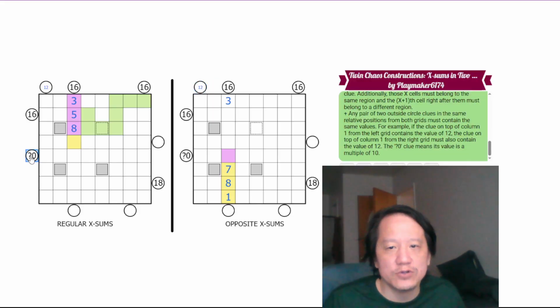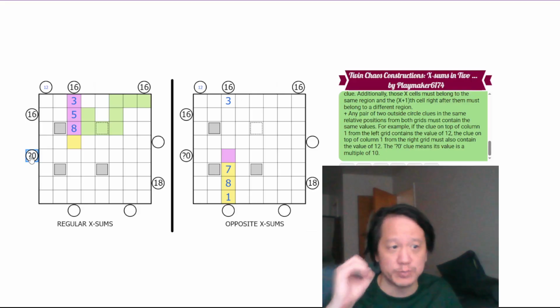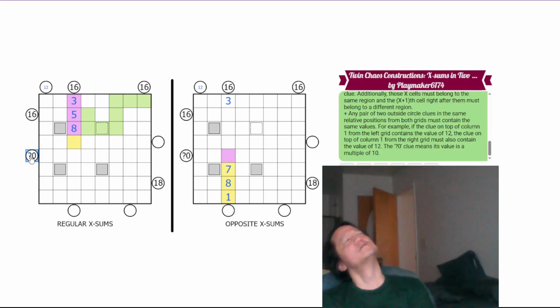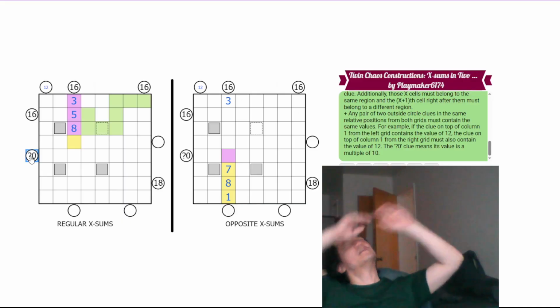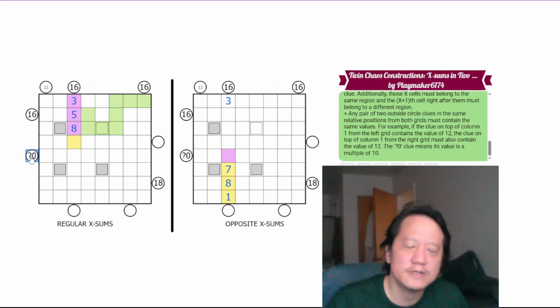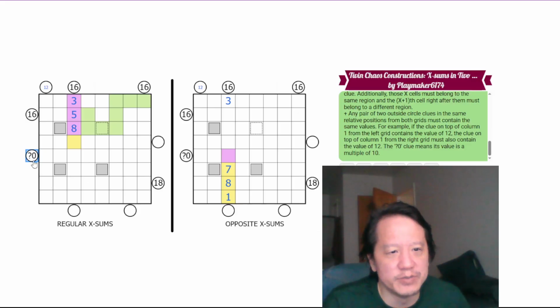And the question mark 0 clue means its value is a multiple of 10, which I assume has to be 10, 20, 30, 40, because 0 is actually a multiple of 10 also, I think technically. Is it actually? I don't know. Maybe not. Maybe 0 is not an actual multiple of 10. But I'm assuming that it's going to be a 2-digit sum here, and it must be 10, 20, 30, 40 for that to work. Actually, it can't even be 40.